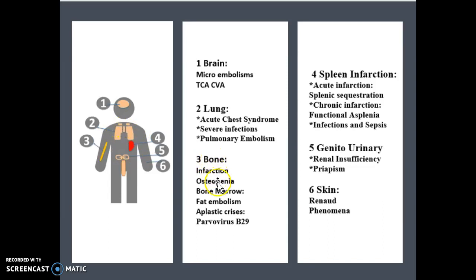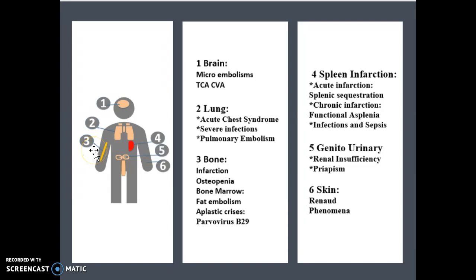Third is the bone. Now, the bone has a lot of complications that can be affected. The first is simple infarction. Osteopenia is one. Bone marrow is a possibility. Fat embolism, aplastic crisis, and parvovirus B19.